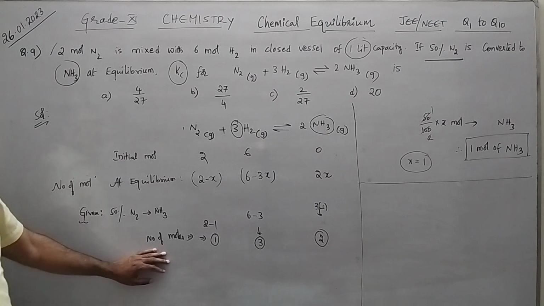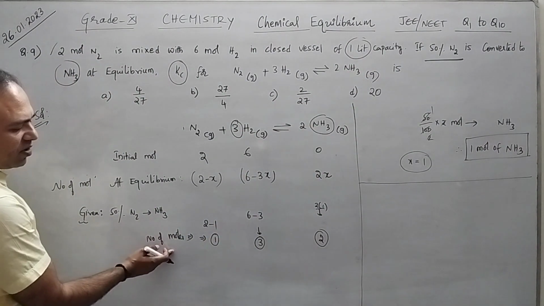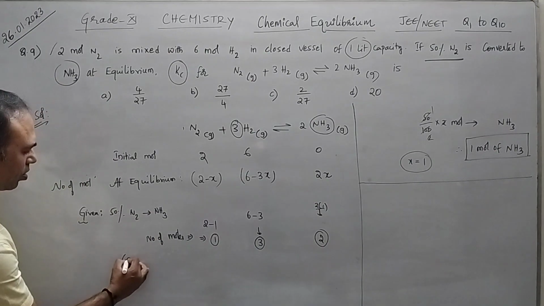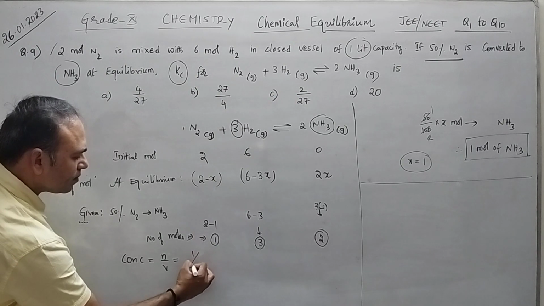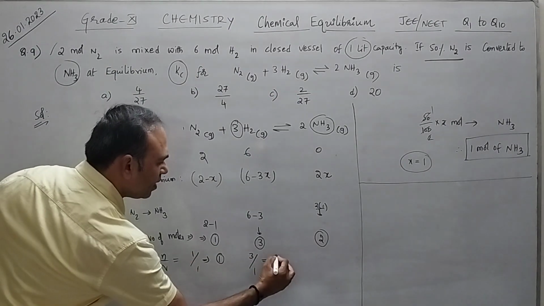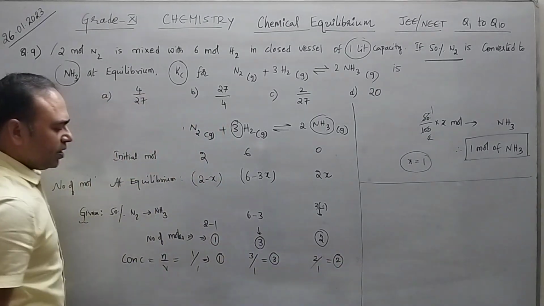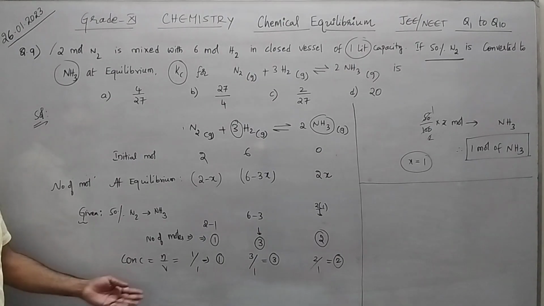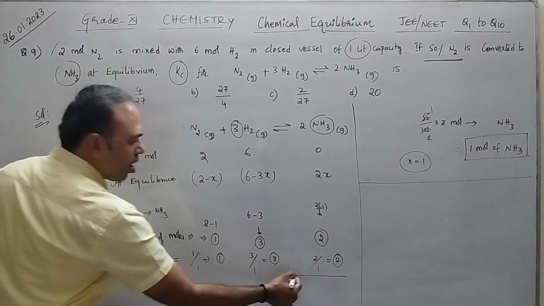See, when the volume is 1 liter, the concentration is nothing but equivalent to number of moles. So you know that the concentration is equal to n by V, hence it is 1 by 1 equivalent to 1. Here it is 3 by 1 equivalent to 3, and here it is 2 by 1, nothing but 2. Whenever the volume is 1 liter, the concentration is equivalent to number of moles. So we got the concentration.